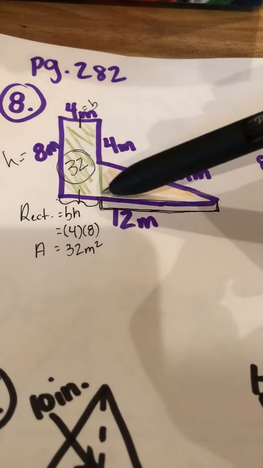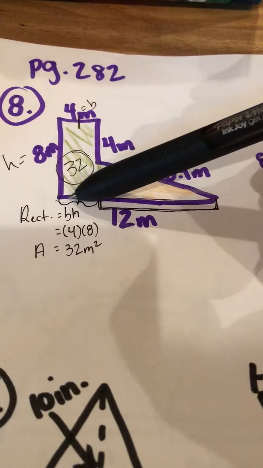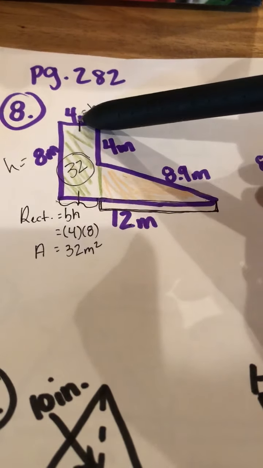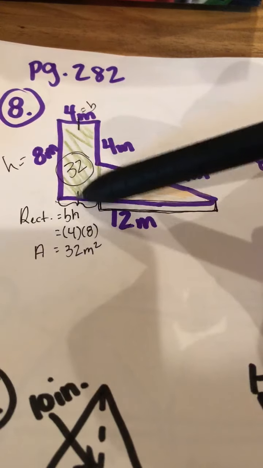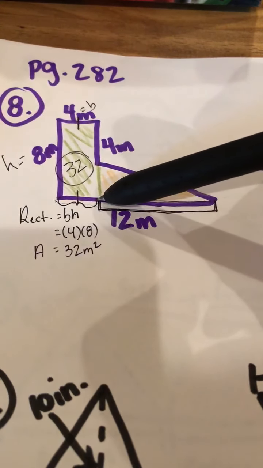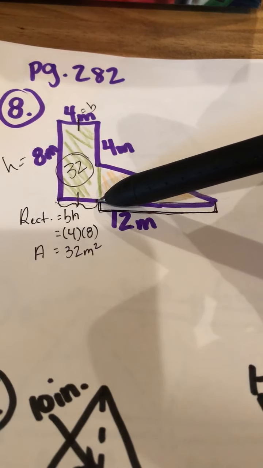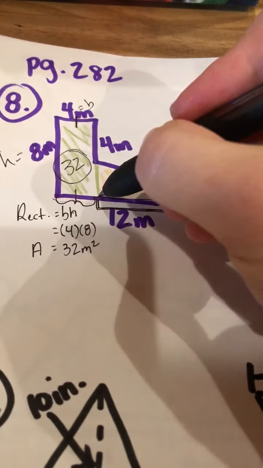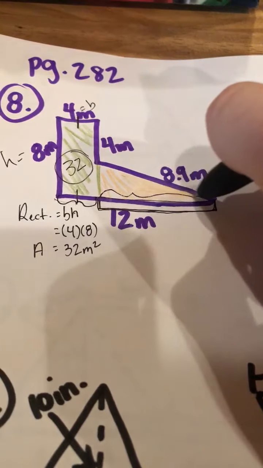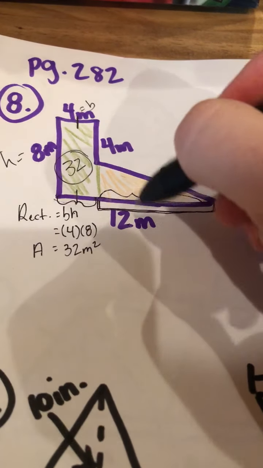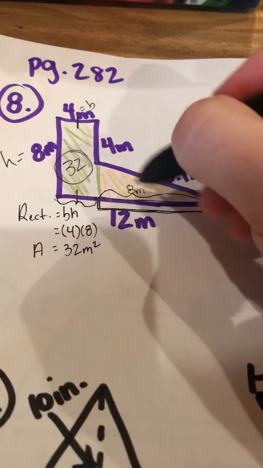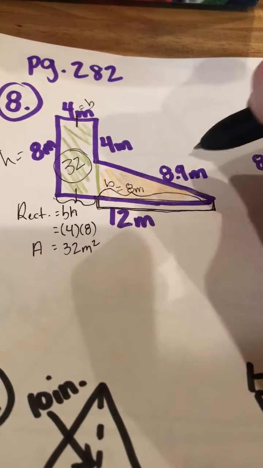triangle is not 12. 12 represents this entire bottom line. Properties of a rectangle say if this is 4, then this is 4. So from here to here, I've used up 4 meters of the 12. So to get what this is from here to the very end, I'm going to take 4 away from 12, which is 8. So 8 is the base.